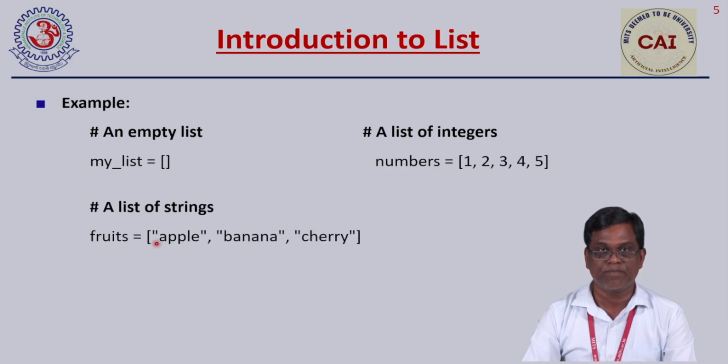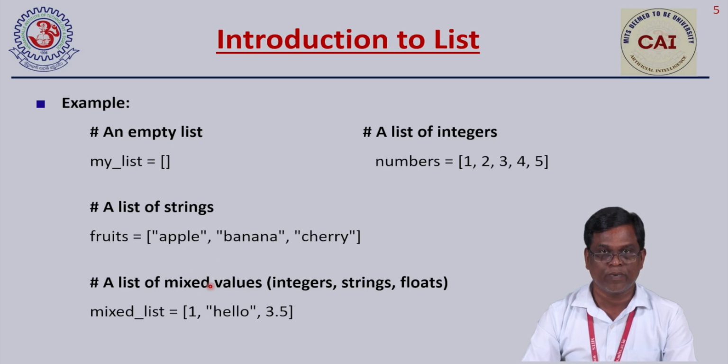Another example is a list of strings: fruits is equal to a list with 3 fruit names like apple, banana, and cherry. The important point to remember is that whenever we are creating a list of integers or any numerical values, those values are included simply by specifying the number or digit. But whenever you are creating a list with strings, those strings need to be mentioned within single quotes or double quotes.